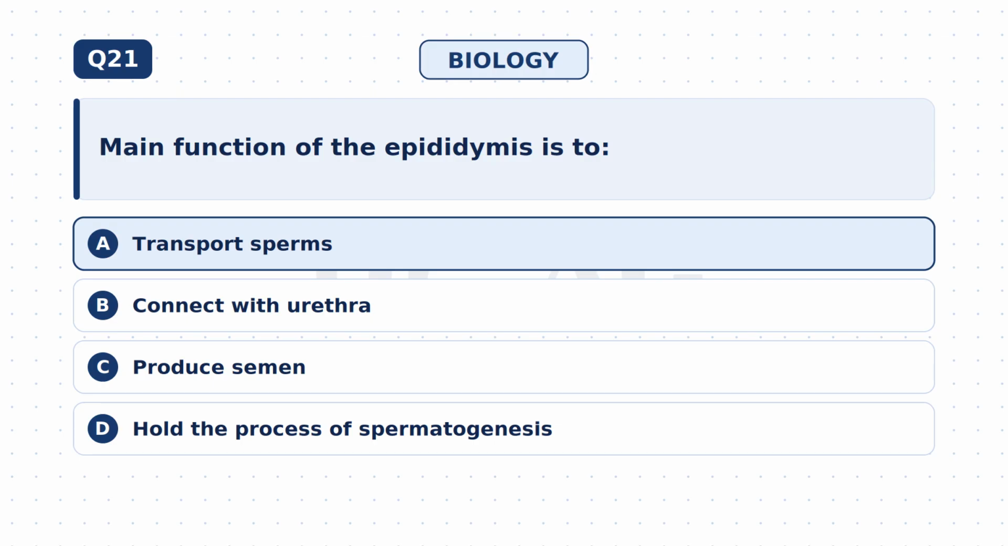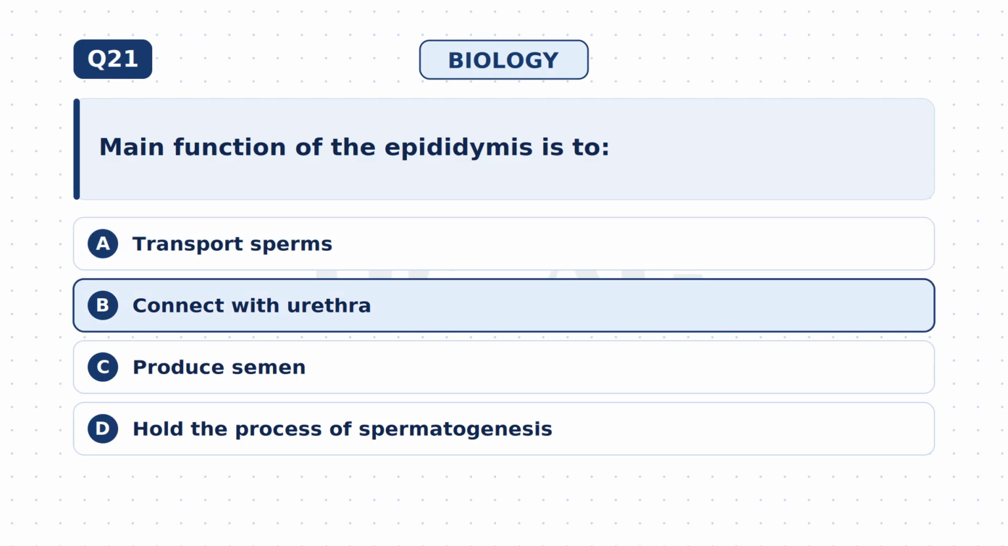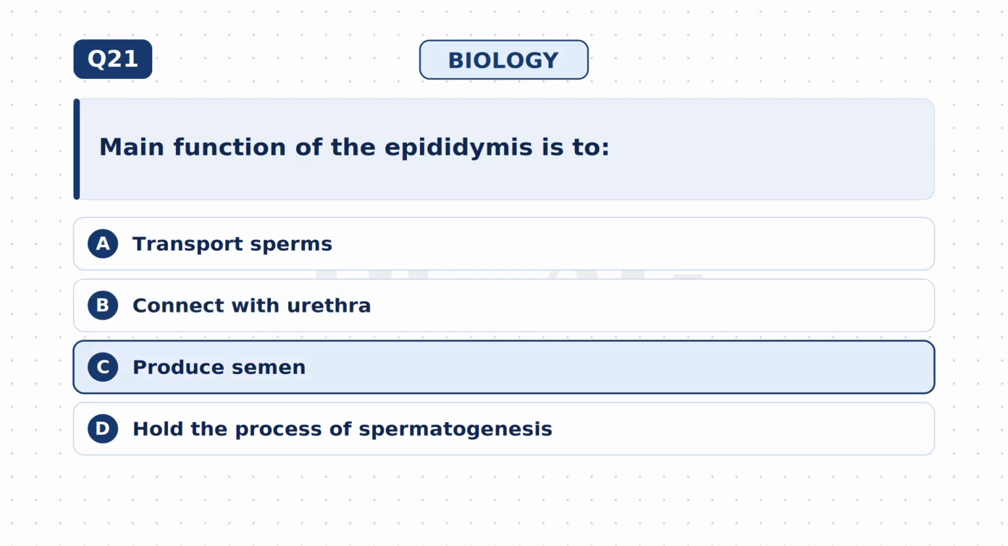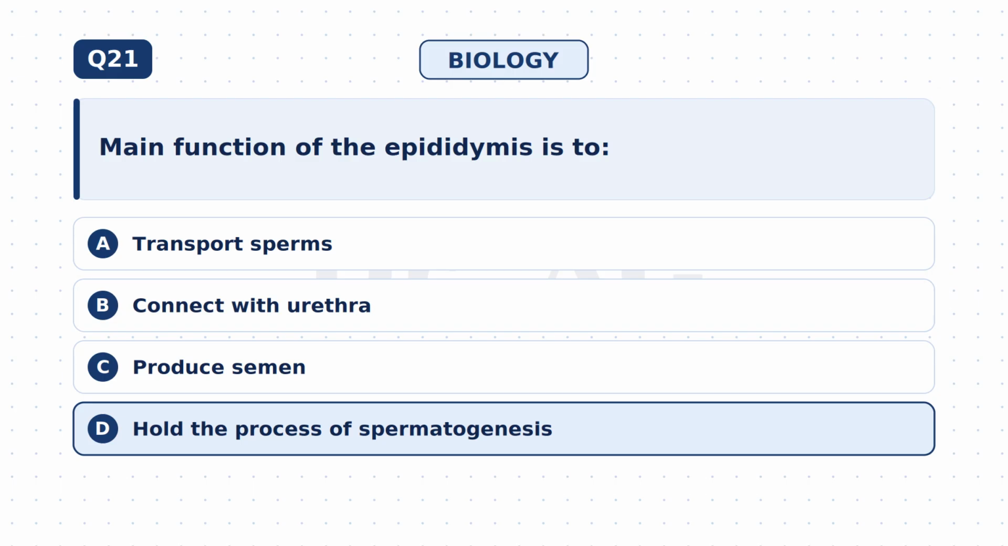Question 21. Main function of the epididymis is to: Option A. Transport sperms. Option B. Connect with urethra. Option C. Produce semen. Option D. Hold the process of spermatogenesis.